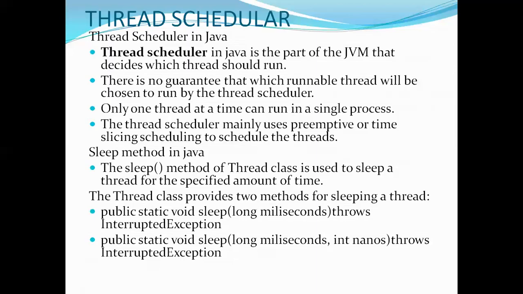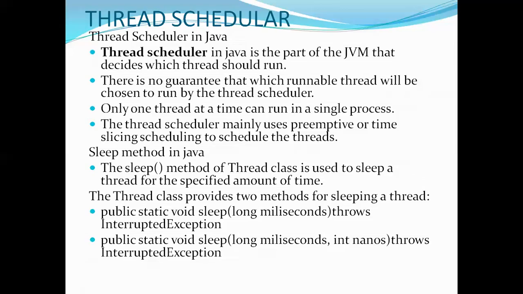Okay, now what is the thread scheduler? The thread scheduler in Java is a part of the JVM that decides which thread to run. That is, when the thread should run and which thread to run. Only one thread can be run at a time during a single process. The thread scheduler mainly uses preemptive or time slicing scheduling to schedule the threads.